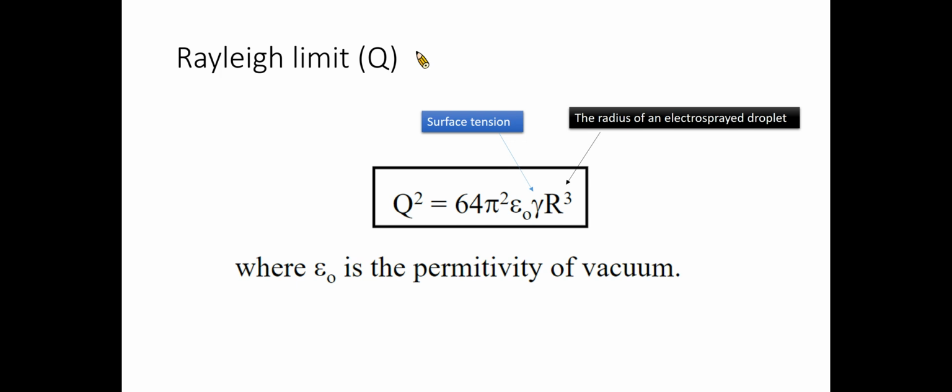So what is the Rayleigh limit? In 1882, Lord Rayleigh theoretically estimated the maximum amount of charge a liquid droplet could carry before throwing out fine jets of liquid. This is now known as the Rayleigh limit. When charge Q becomes sufficient to overcome the surface tension which holds the droplet together, Coulombic explosion or fission begins. The larger the surface tension or the radius of the droplet, the higher the Rayleigh limit.